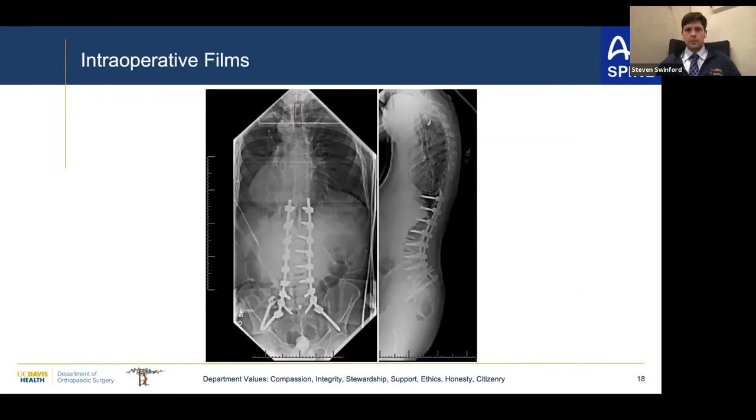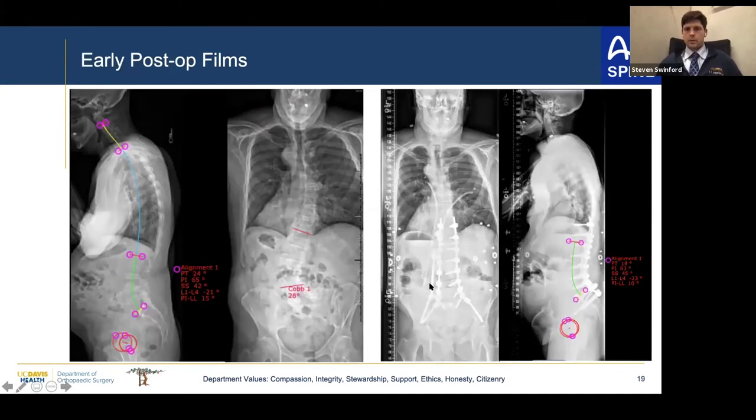This was an intraoperative film that we obtained. Again, I like to think about our sequential distraction and compressions, trying to make sure that these screws are all parallel when we get our nice lateral here. And I think that's kind of what Dr. Klineberg was describing earlier. And then we added our accessory rod after that point.